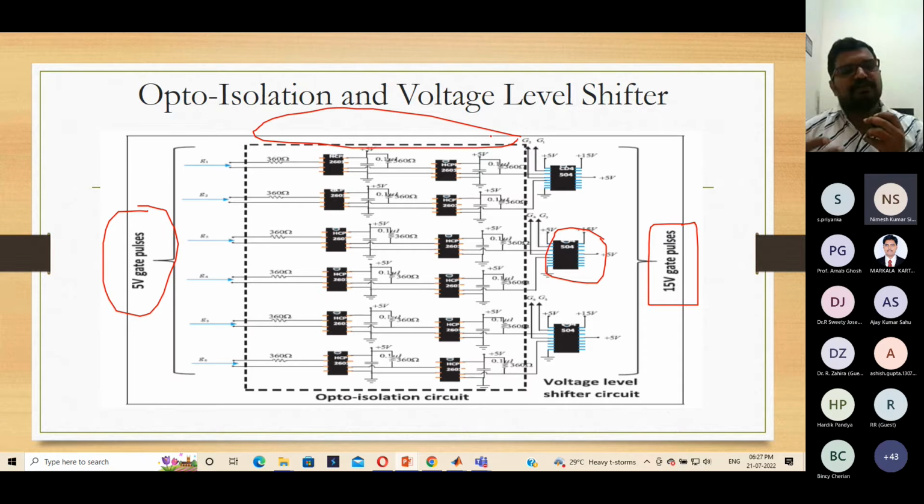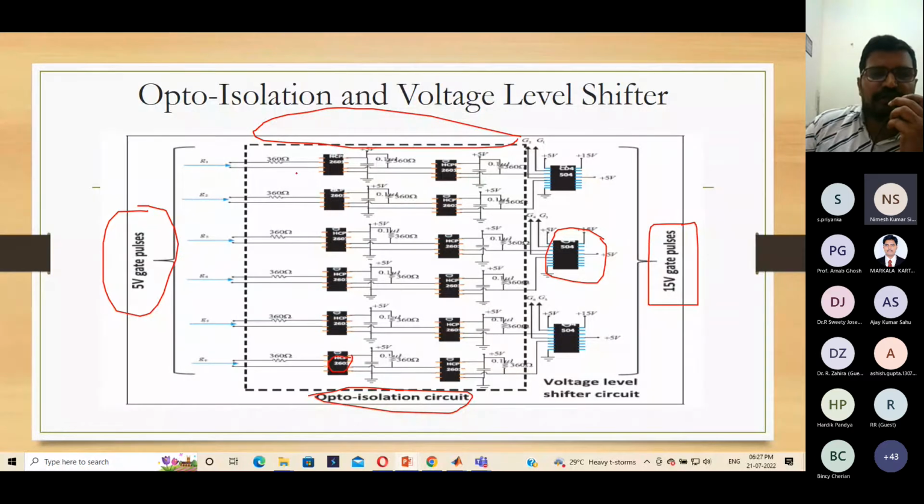Generally we have an isolation circuit inside the Semikron module, but as a little bit of a precaution, we can also connect an opto-isolation circuit, which can be achieved with the help of the HCPL2602.